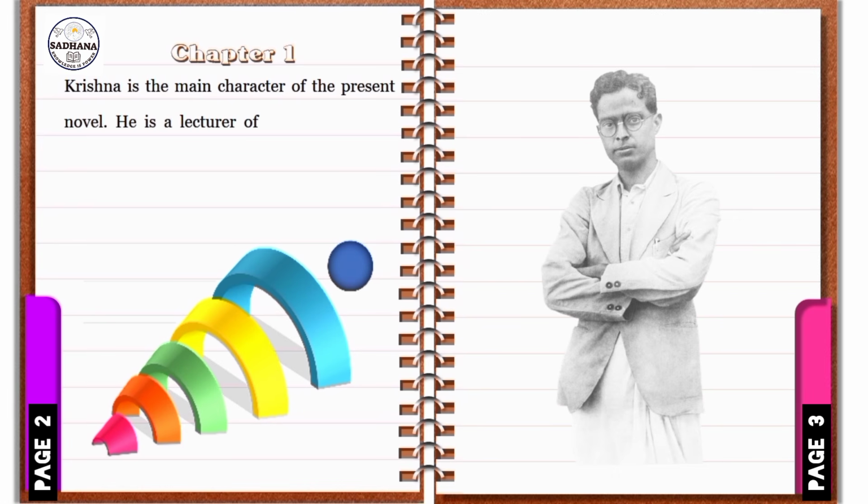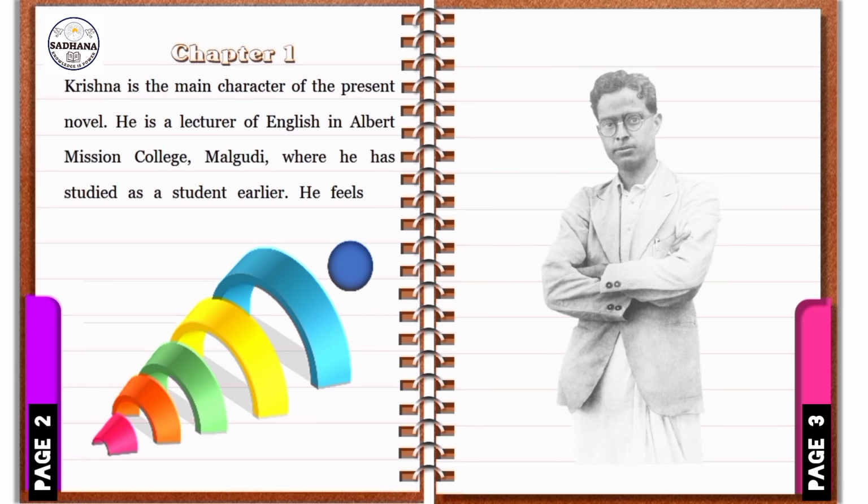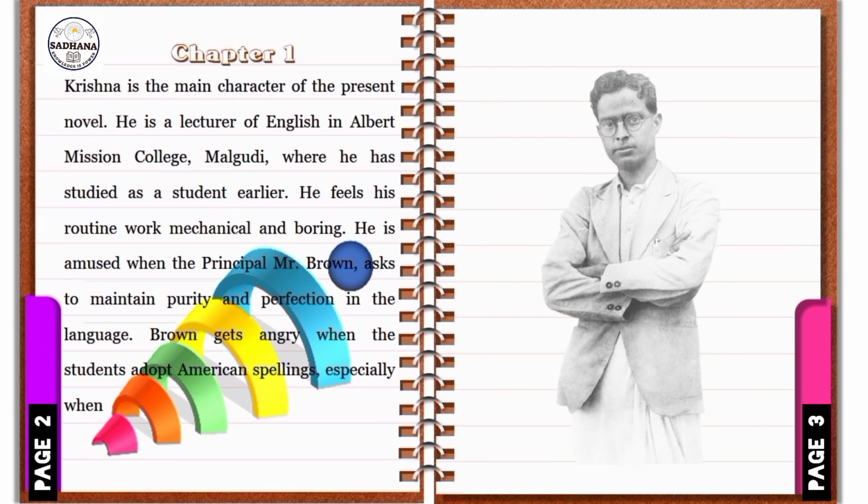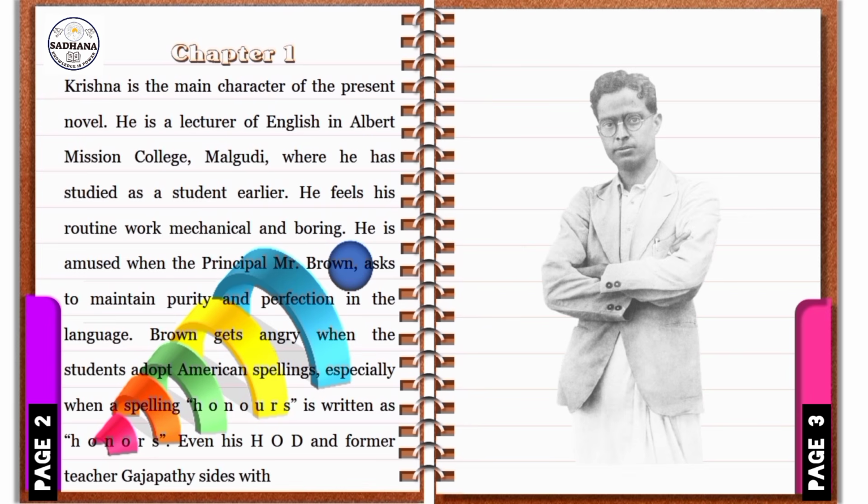He is a lecturer of English in Albert Mission College, Malgudi, where he had studied as a student earlier. He feels his routine work is mechanical and boring. He is amused when the principal, Mr. Brown, asks to maintain purity and perfection in the language. Brown gets angry when the students adopt American spellings, especially when the spelling "honors" is written as "honours". Even his HOD and former teacher Gajapati sides with Brown.